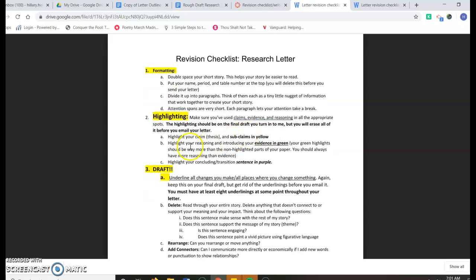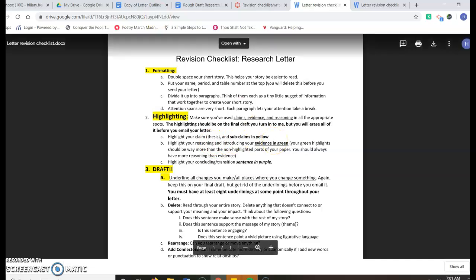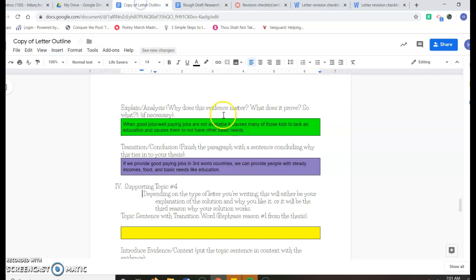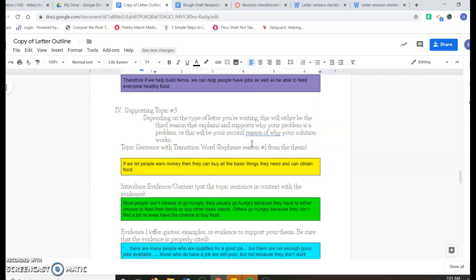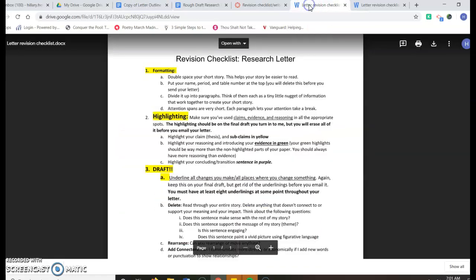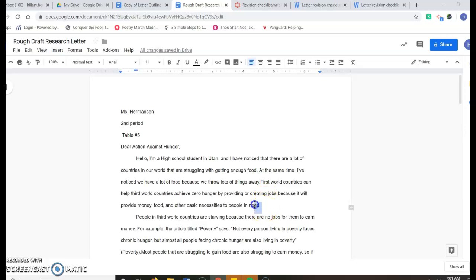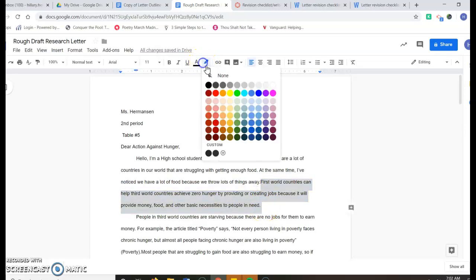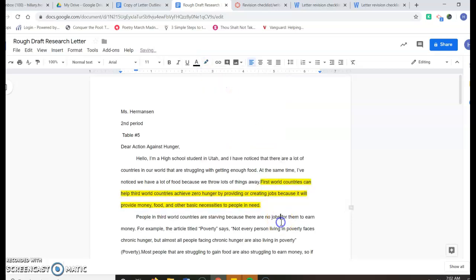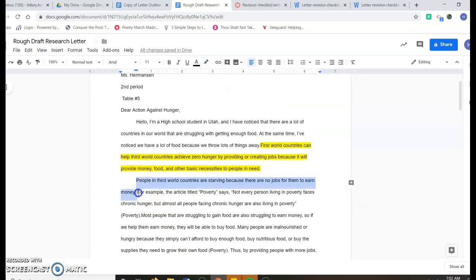Highlighting. This is where you're going to highlight your claim or thesis and subclaims in yellow. It's actually pretty simple to follow. It's the same colors as in the outline. So my claims in yellow. First I'm going to highlight my thesis. That's this one. Highlight yellow. Then I'm going to highlight my claim.